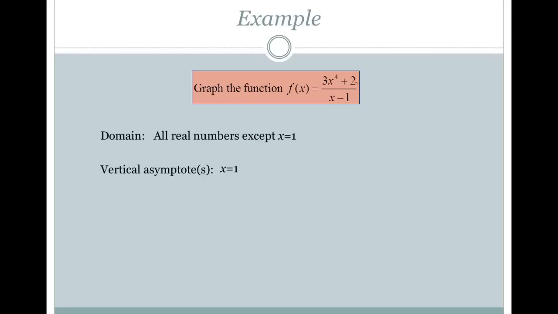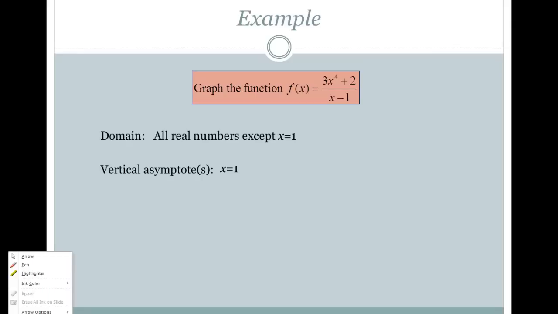Remember, if I could cancel it out, for example, if this function was 3x to the fourth plus 2 times x minus 1, all over x minus 1, then my domain would still be all real numbers except for 1, because I can't plug in 1, I get 0 in the denominator. But I wouldn't have a vertical asymptote anymore, because I could cancel that, and I would end up with just a hole. But that's not the situation here. We weren't able to cancel that. So let me get rid of all this, and let's continue on.